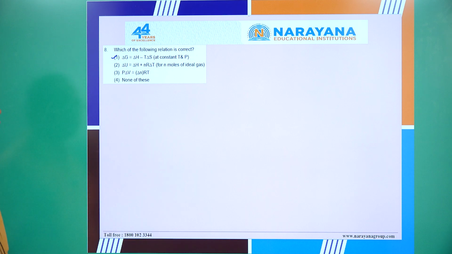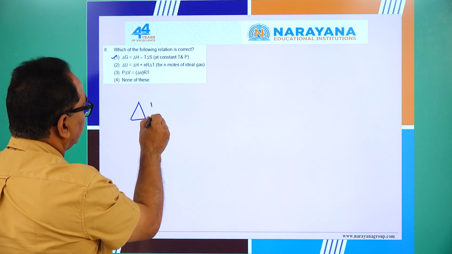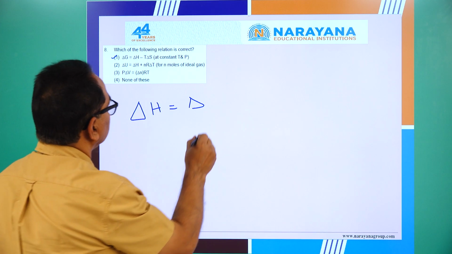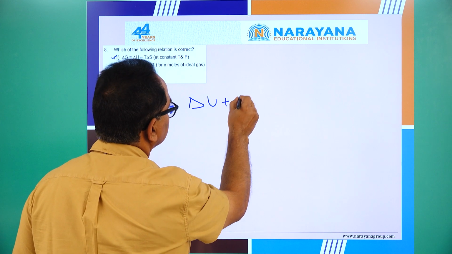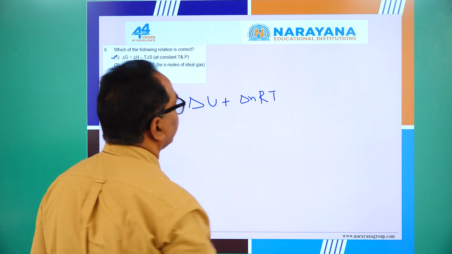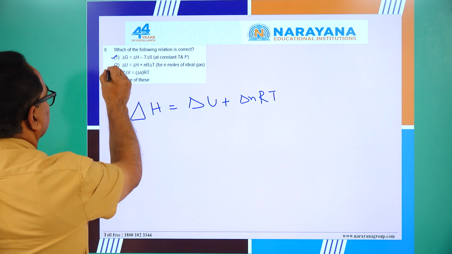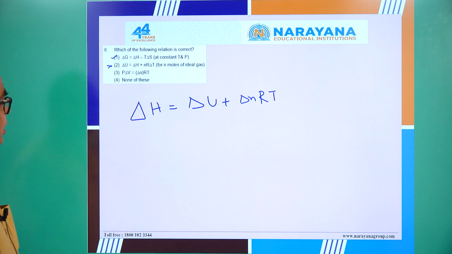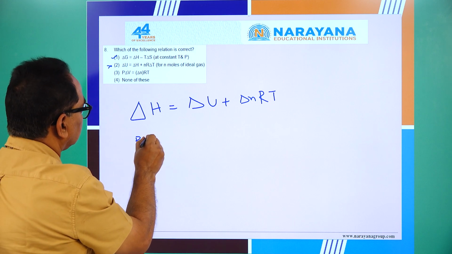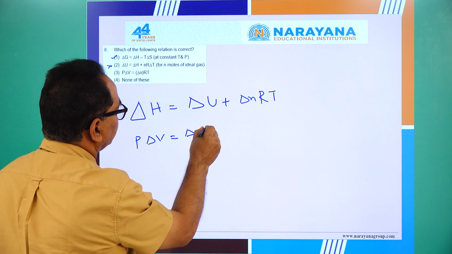But in the second option, we know the relation between delta H and delta U: delta H is equal to delta U plus delta n into RT. But the given one is wrong here. And the third option, P into delta V is equal to delta n into RT.